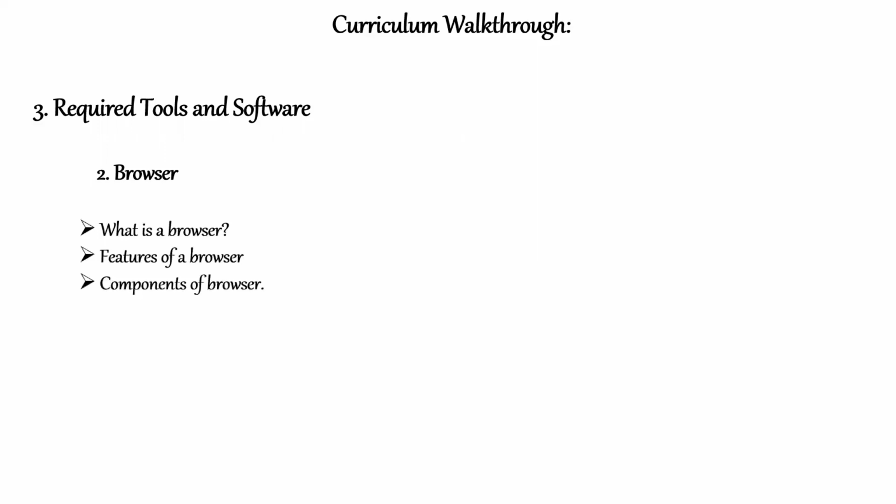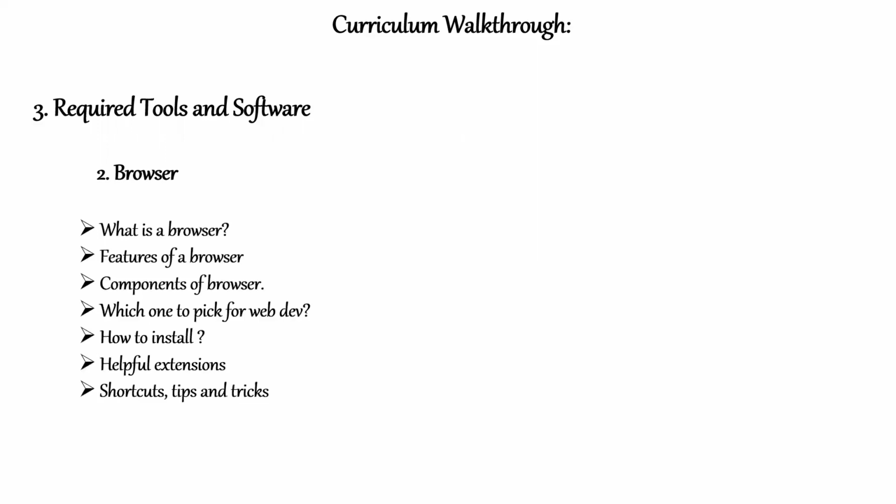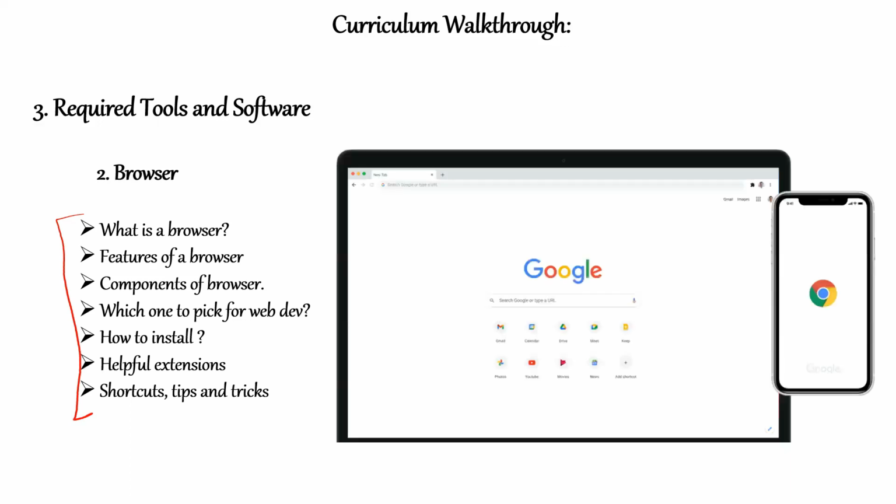Like what is a browser, features, components, which one to pick, how to install, extensions, shortcuts, tips, tricks, everything. The same questions that we had for the code editor, we would be answering for the browser. For our course, the browser that I would be using is the Chrome browser. We all are familiar with it. It's very fun to use. Why? Because it has so many inbuilt helpful extensions for web developers, for website building. We would be understanding them.